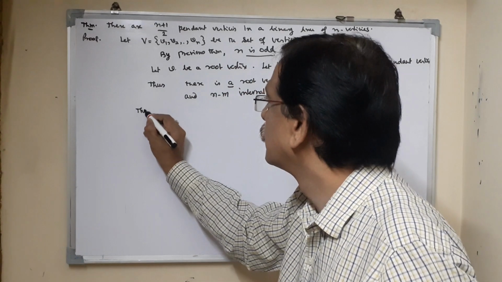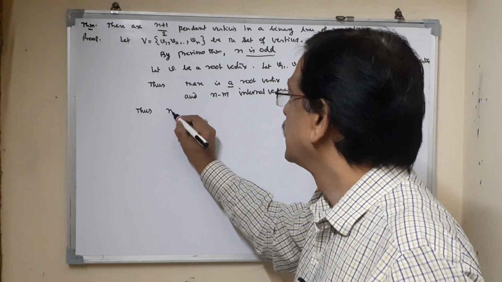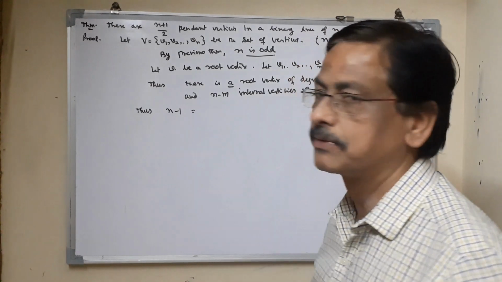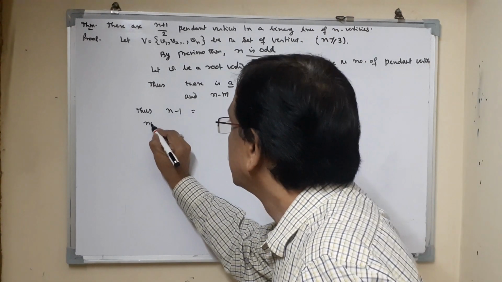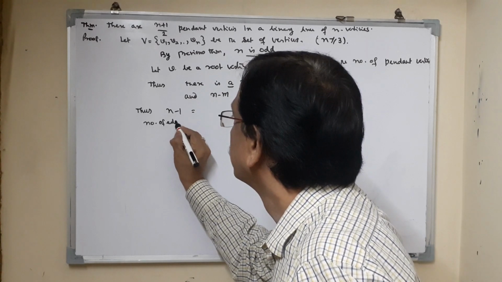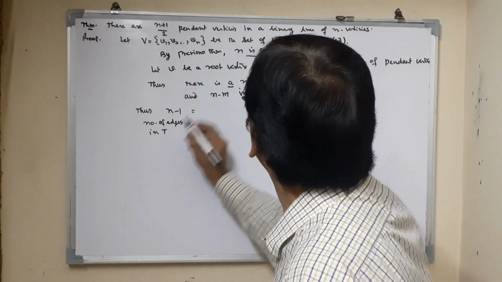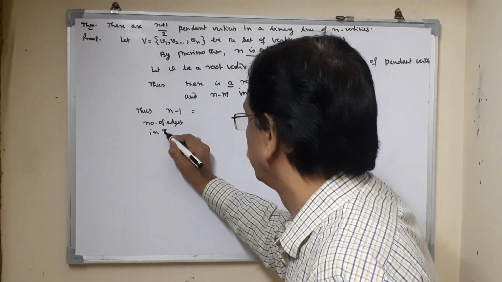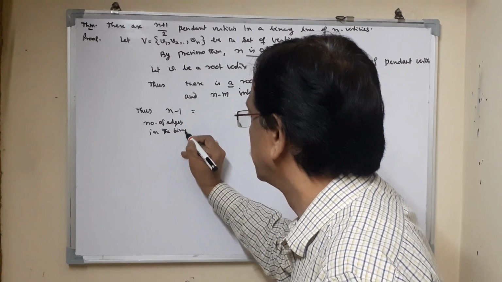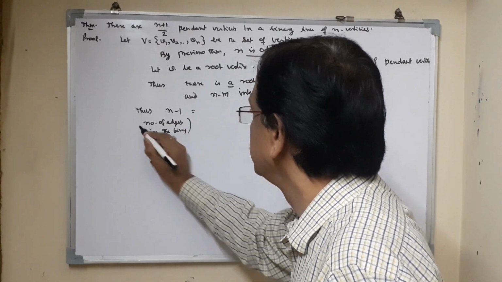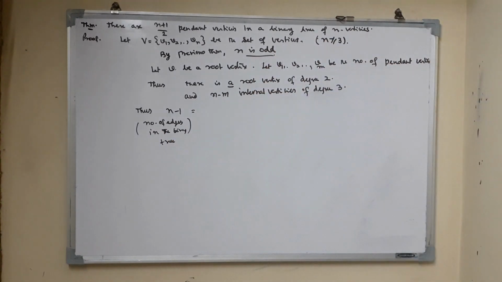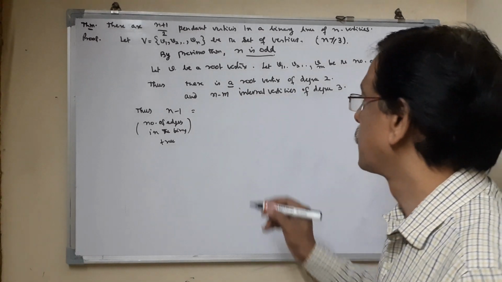Thus, n minus 1 is equal to, what is n minus 1? This is the number of edges in T, in the graph T, in the binary tree. Because if there are n vertices, you will have n minus 1 edges. Now I have to count these number of edges.